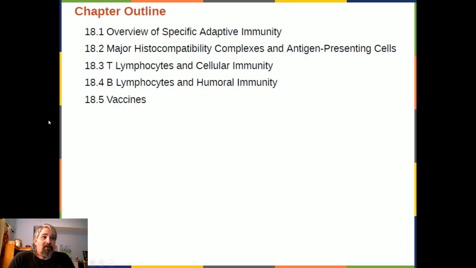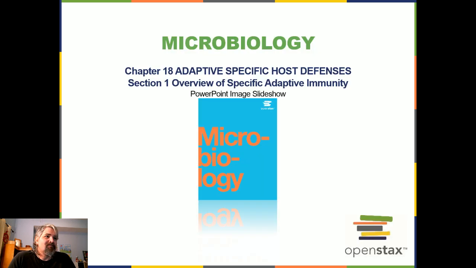So the overview. In this chapter, we have an overview of specific adaptive immunity, the MHCs and APCs, T lymphocytes and cellular immunity, and B lymphocytes and humoral immunity, and then a brief section on vaccines. Just a basic overview there. So section 1, overview of specific adaptive immunity.